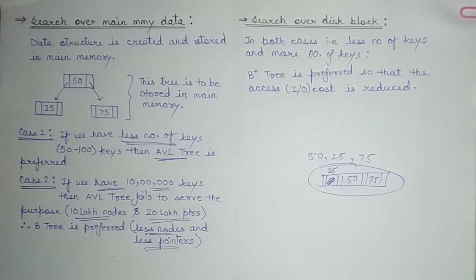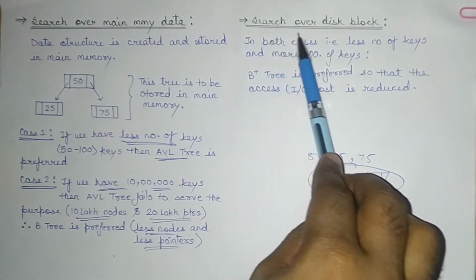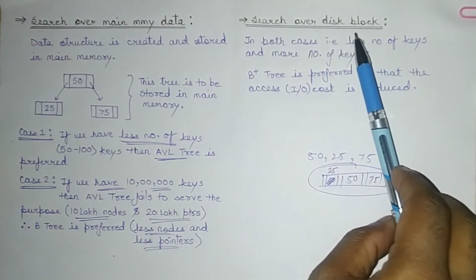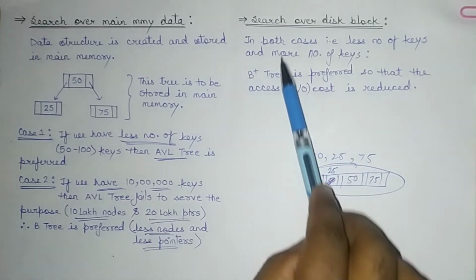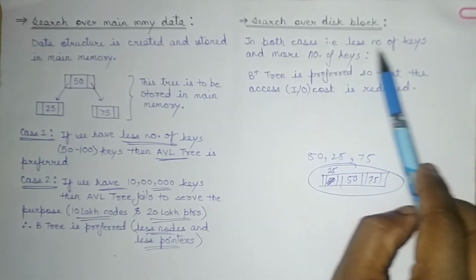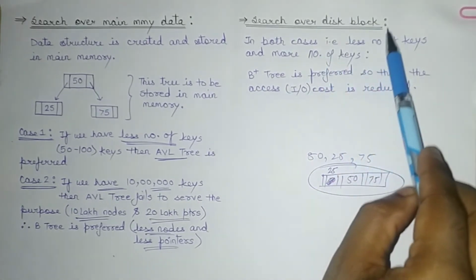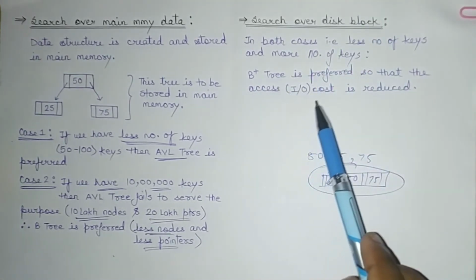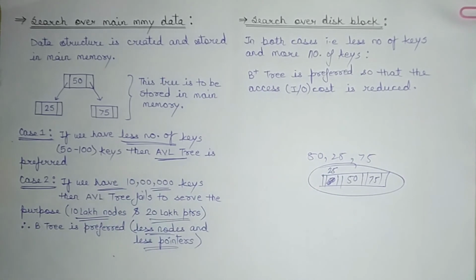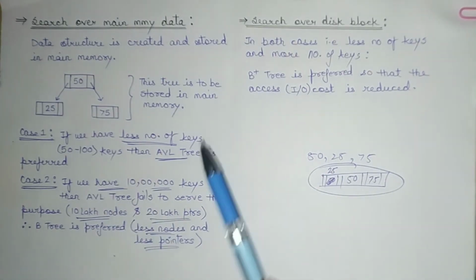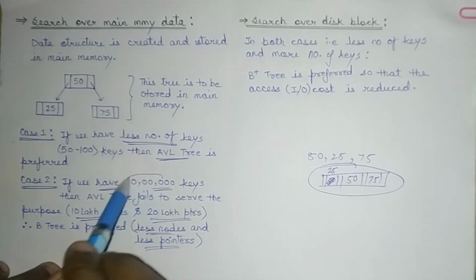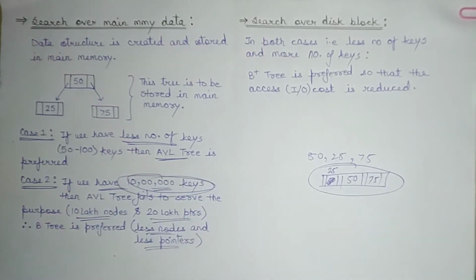Now another thing is if we are searching over the disk blocks or the secondary memory. In both the cases, whether there are fewer keys or more keys, if we are searching on the disk block, B plus tree is preferred so that the access cost is generally reduced. What is the difference between the B tree and the B plus tree, we will be considering in the next video, right?